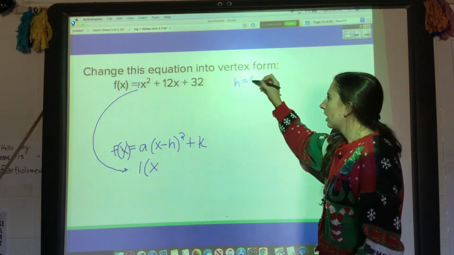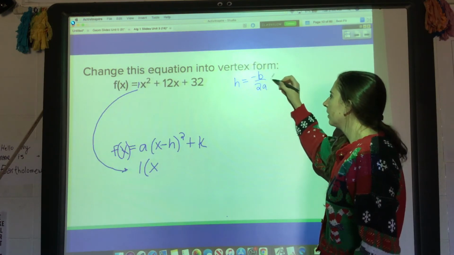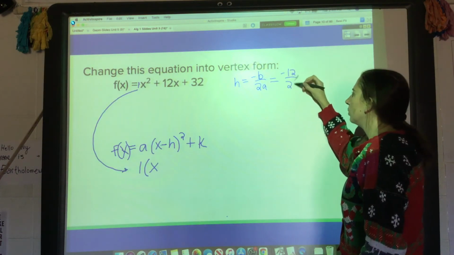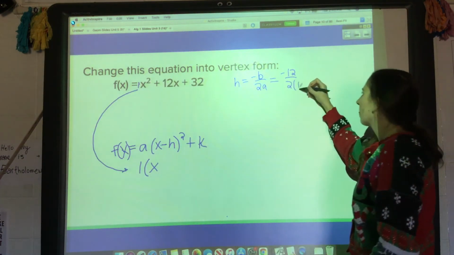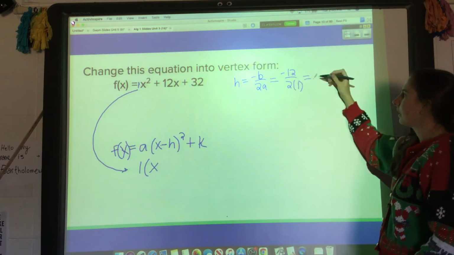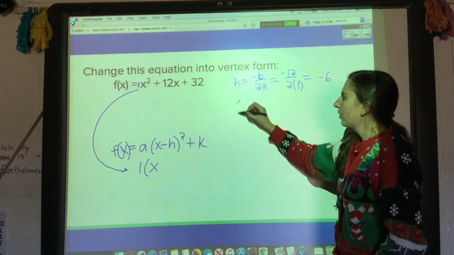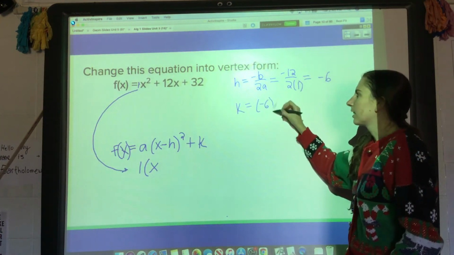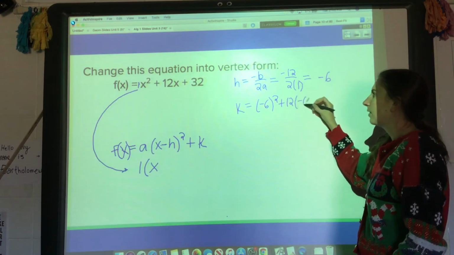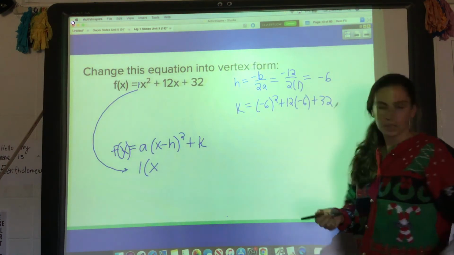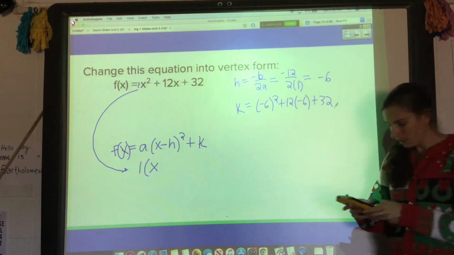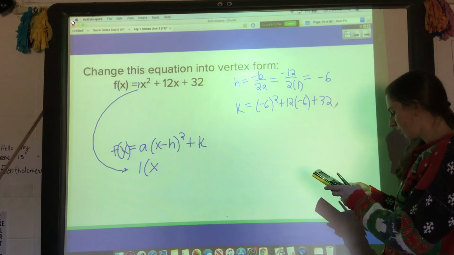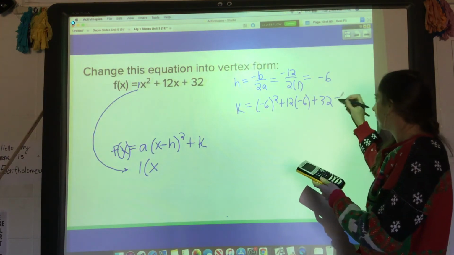So to find h, again, do negative b over 2a, which in this case is negative 12 over 2 times 1, which is negative 6. Then to find k, take negative 6, put it into your equation. So negative 6 squared plus 12 times negative 6 plus 32. I'm going to put all that in my calculator. And I got negative 4.